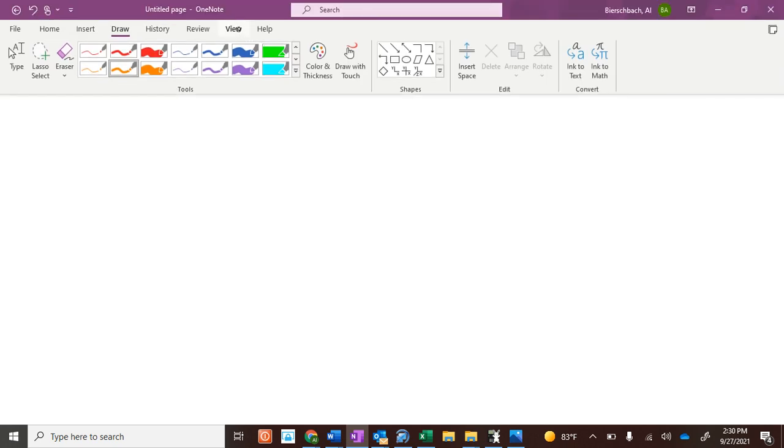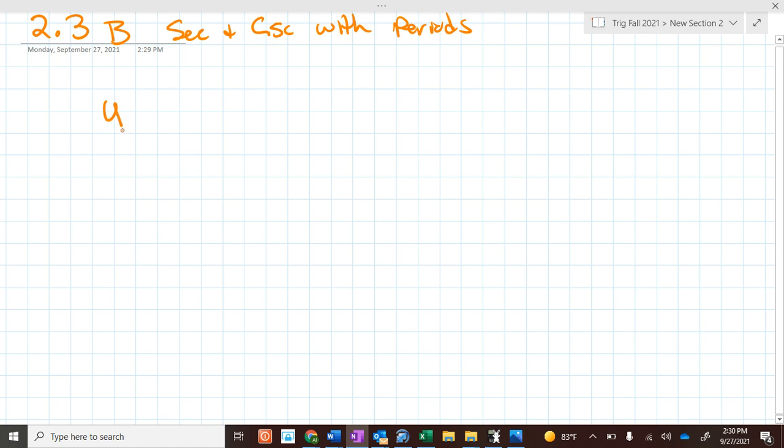Now, secant and cosecant with periods. So let's go y equals the cosecant of 2/3 x. Y equals the cosecant of 2/3 x.